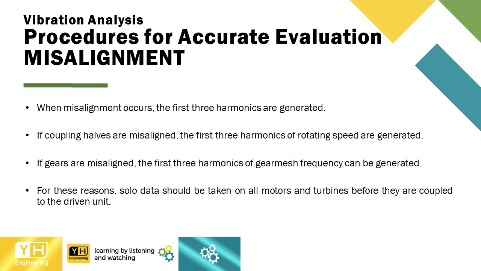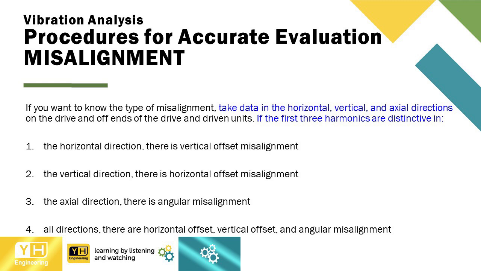When misalignment occurs, the first three harmonics are generated. If coupling halves are misaligned, the first three harmonics of rotating speed are generated. If gears are misaligned, the first three harmonics of gear mesh frequency can be generated. For these reasons, solo data should be taken on all motors and turbines before they are coupled to the driven unit. If you want to know the type of misalignment, take data in the horizontal, vertical, and axial directions on the drive and off ends of the drive and driven units.